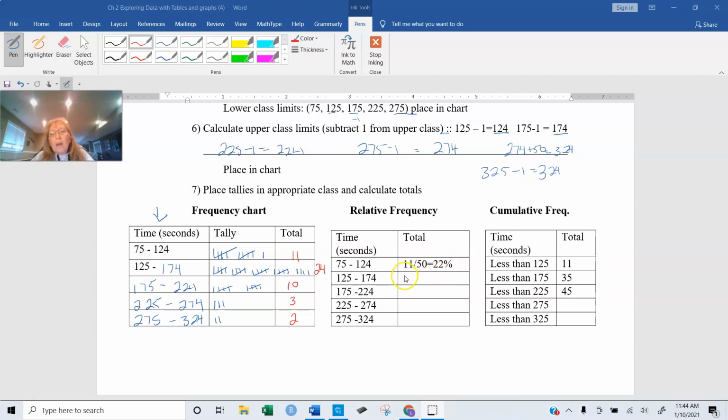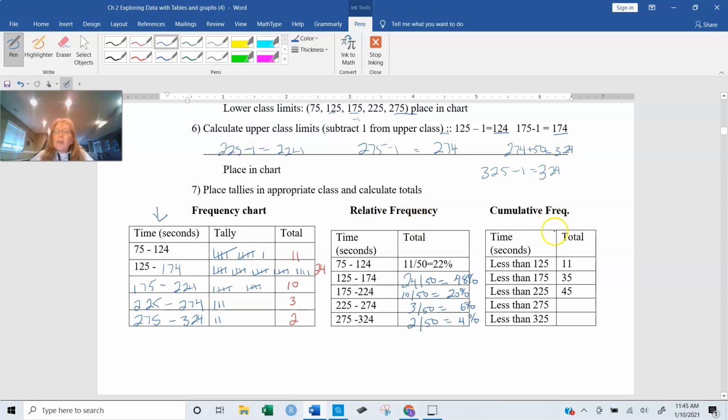The next one, you would take 24 divided by 50, and you should have gotten 48%. Okay, pause and do yours. So now you had 10 divided by 50, which is 20%. You had 3 divided by 50, which is 6%. And then you had 2 divided by 50, which was 4%. Okay, we will use those numbers to create a relative frequency.